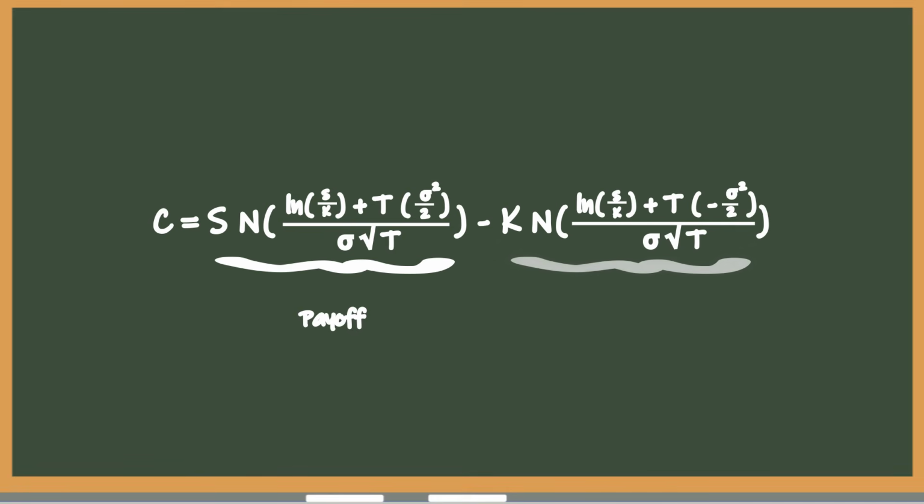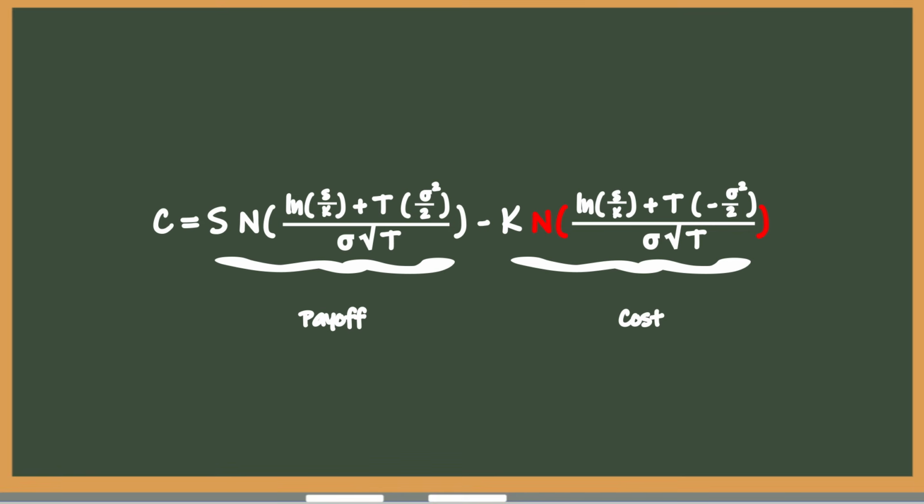Then what is K times ND2? This is our cost portion of the function, or what we're giving up by owning the option. D2 is similar to D1, but has an inverse relationship to volatility and represents the option sensitivity to our strike price K. As volatility increases, the sensitivity of the option strike decreases, all else equal.